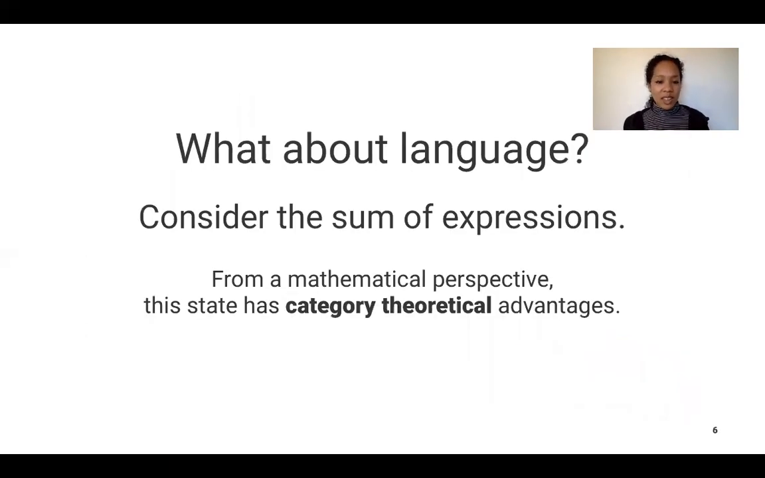I want to think about this state now in the context of language rather than images. Now, I don't know of an analogous analytical or combinatorial theorem that gives a statement about the amount of entanglement in this state in the context of language. But at least it turns out from a mathematical perspective, this state does have interesting category theoretical advantages. And that's really what my work with Giannis is about, and that's what I'd like to talk about for the rest of the talk.